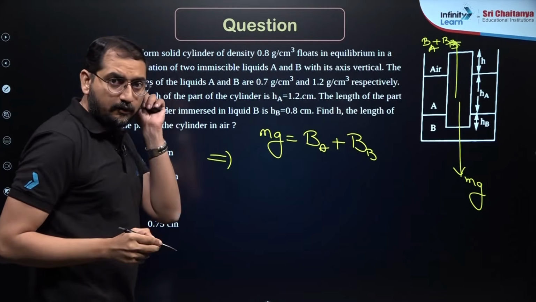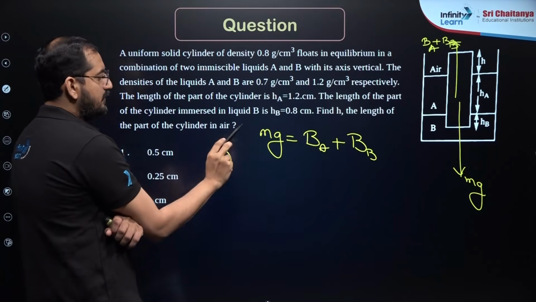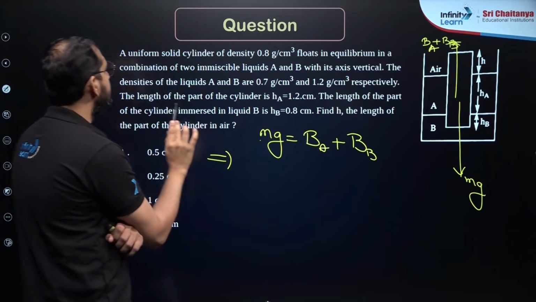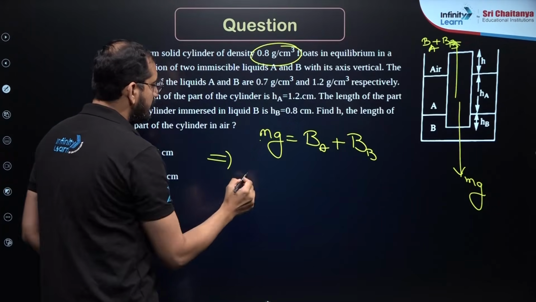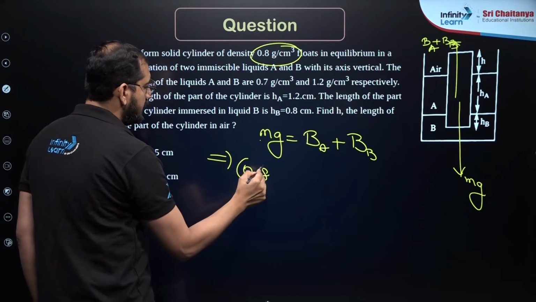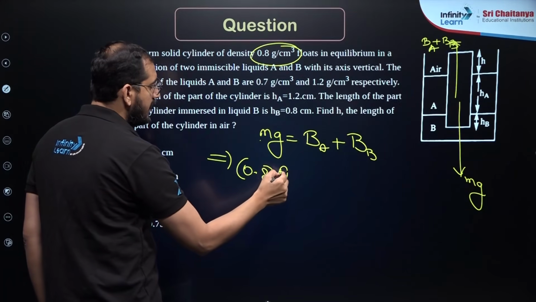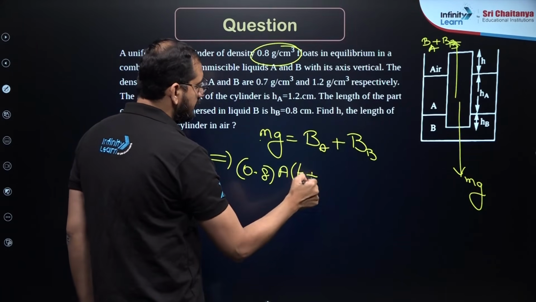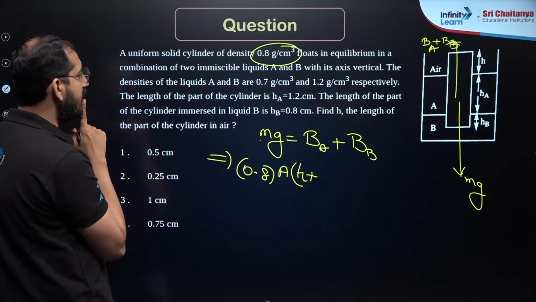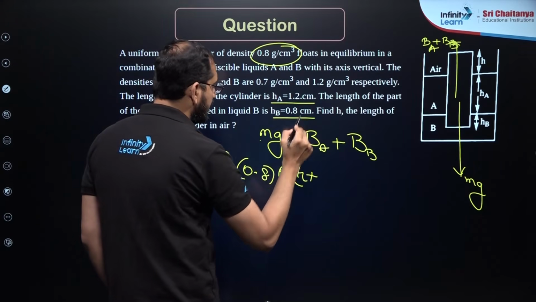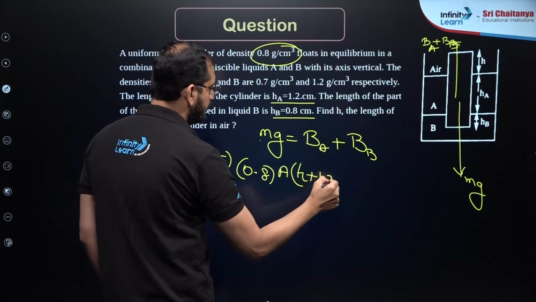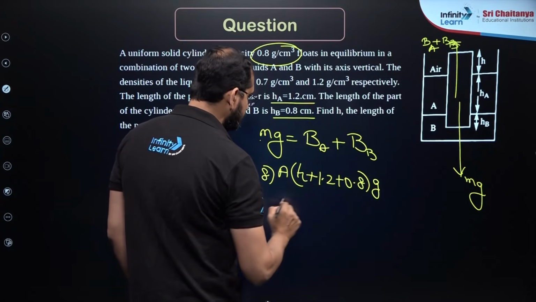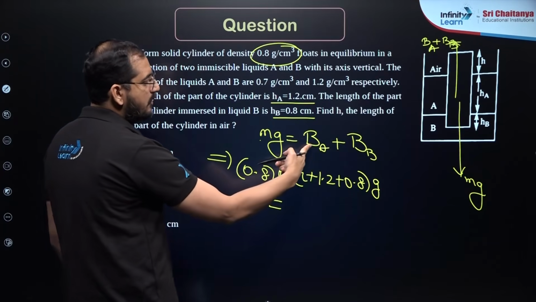Now listen very carefully how we are going to put all the values. First of all, mass of the body. For the mass of the body, I am going to use the density of the body. Where is the density of the body? Here is the density of the body. So here I am going to write down density multiplied by volume. Volume means A times the total height. The total height is h, which is unknown, plus HA and HB. Where are HA and HB? HA, HB, 1.2 and 0.8, okay, times G is equal to, now let's focus on the buoyancy.